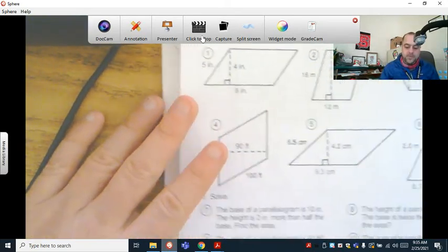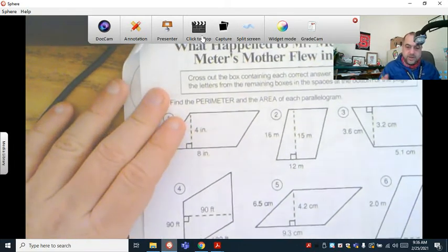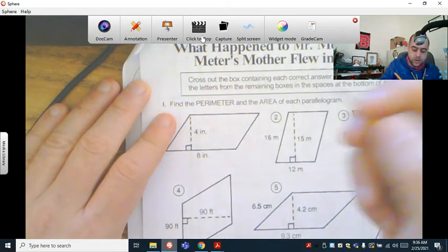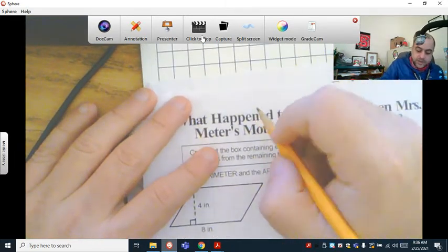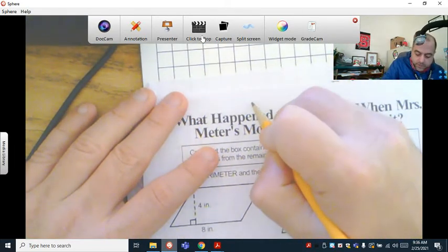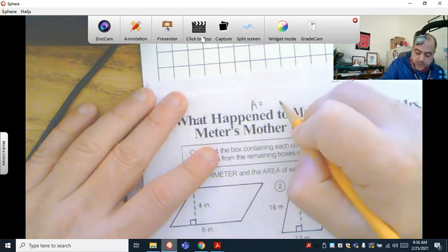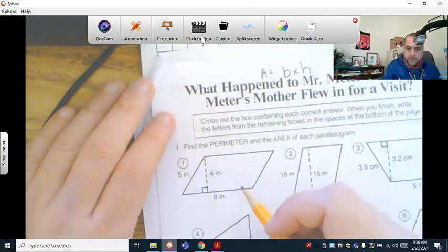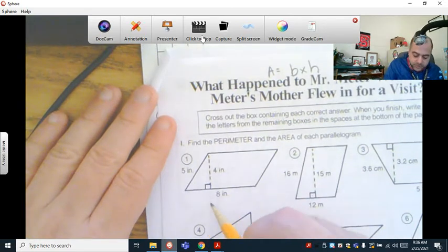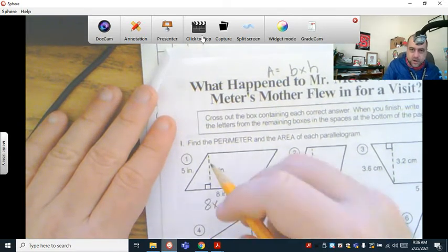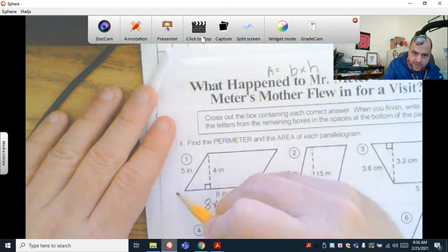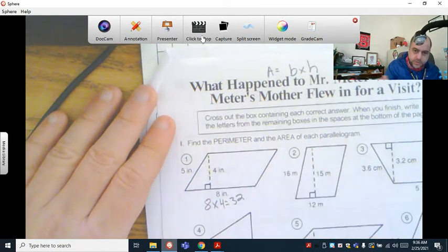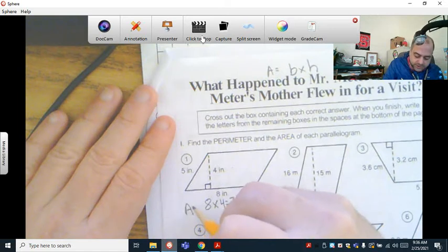All right. I'm going to go kind of fast through these. We're doing the perimeter and the area of a parallelogram. Well, for a parallelogram, you do the area, it's the base times the height. Let's go down in here and look. The base is 8. The height is always the little dotted line, okay? Not this. The dotted line is the height. 8 times 4 is 32. So the area is 32.